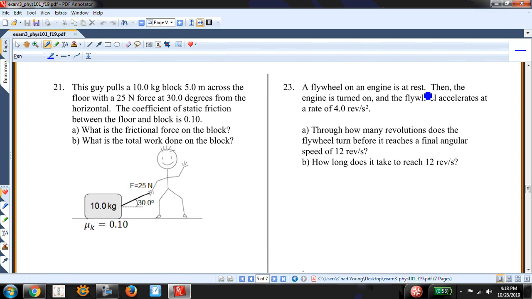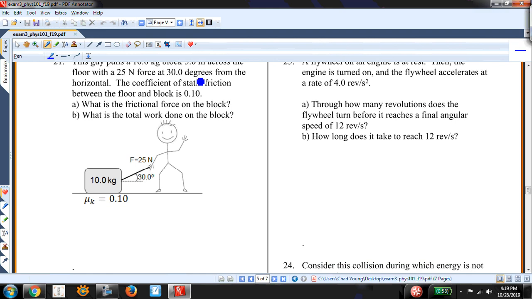Okay, first this guy pulls a 10-kilogram block 5 meters across the floor with 25 newtons of force at 30 degrees from the horizontal, and the coefficient of, that should say kinetic friction, I'll fix that, between the floor and the block is 0.1. What is the frictional force on the block? And then what is the total work done on the block?